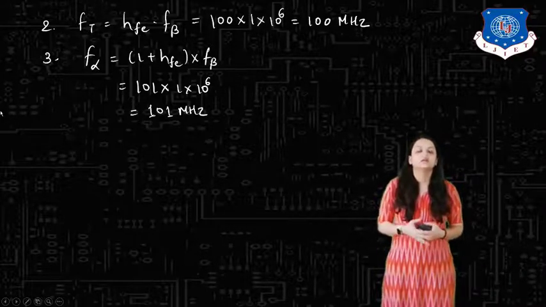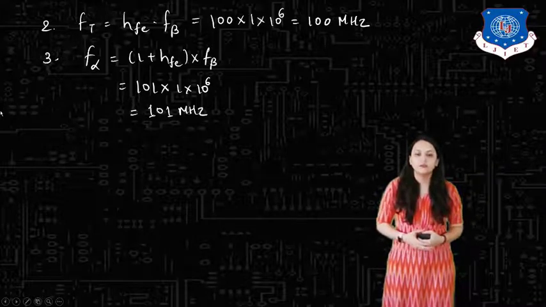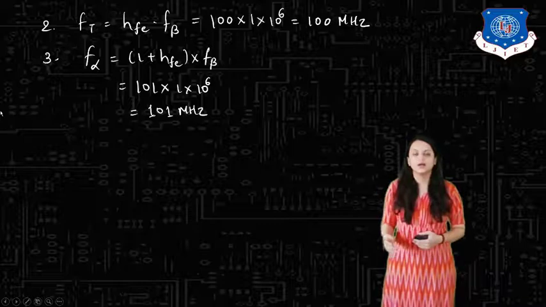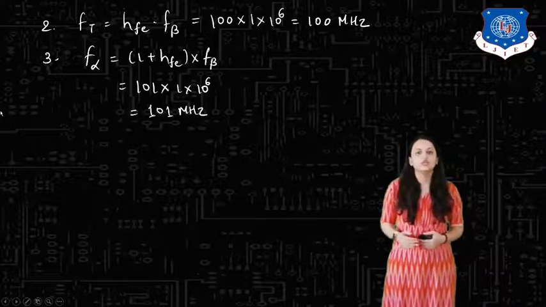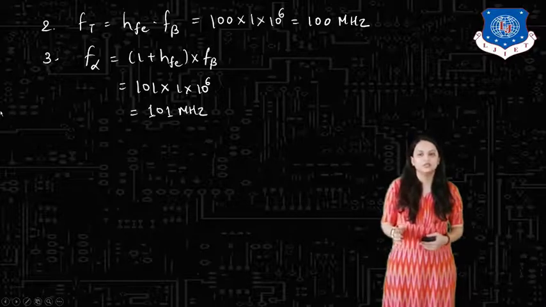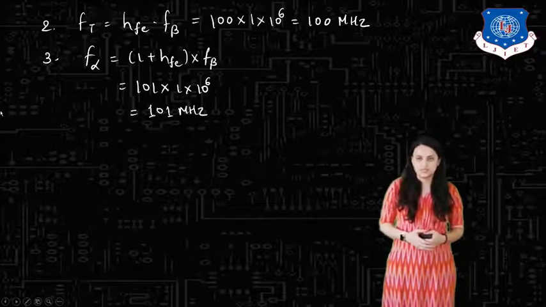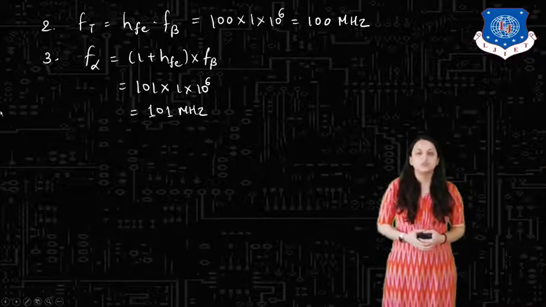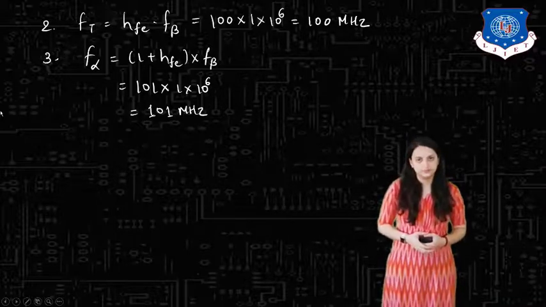Now let us find the value of f alpha. The value of f alpha is given as (1 plus hfe) into f beta, that will be equal to (100 plus 1) into 1 into 10 raised to 6, that is equal to 101 megahertz. So this is the value of f alpha.